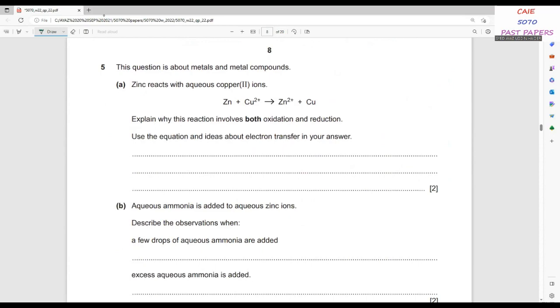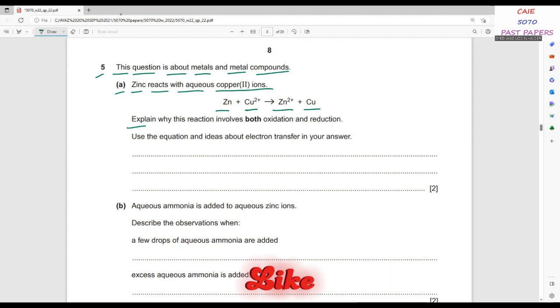Number five, this question is about metals and metal compounds. A. Zinc reacts with aqueous copper 2 ions. Zn plus Cu2+ gives Zn2+ plus Cu. Explain why this reaction involves both oxidation and reduction. Use the equation and ideas about electron transfer in your answer.